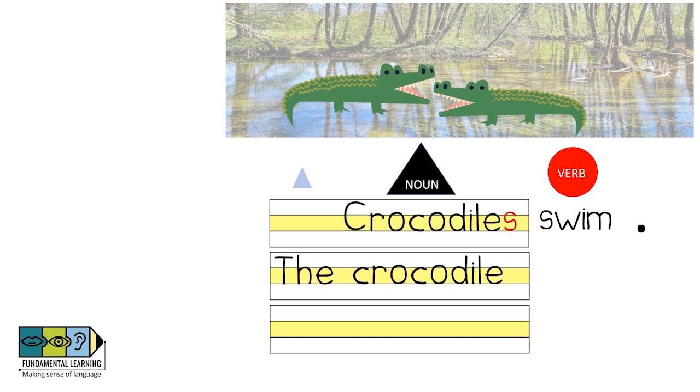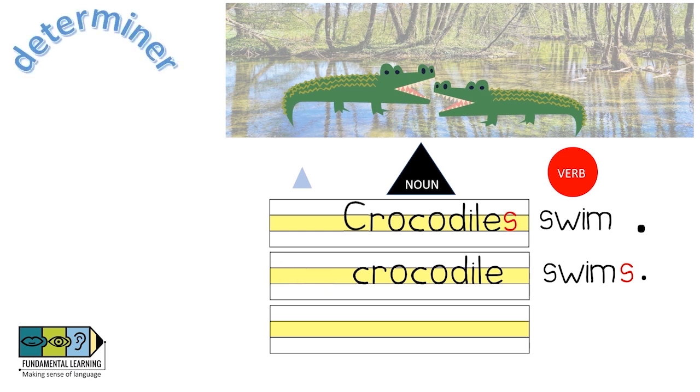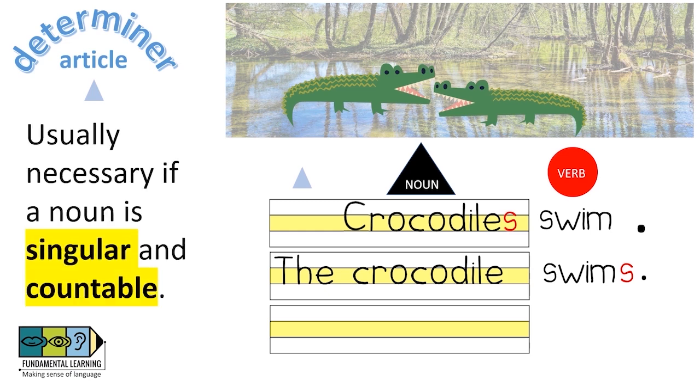But what if I only have one crocodile? And I say, the crocodile swims. Note that I need that suffix s on my verb now to indicate third person, singular, present tense. Could I take away that determiner or that article? Crocodile swims. No, I need to add the back to it. The crocodile swims. That article or determiner is usually necessary if the noun is singular and countable.